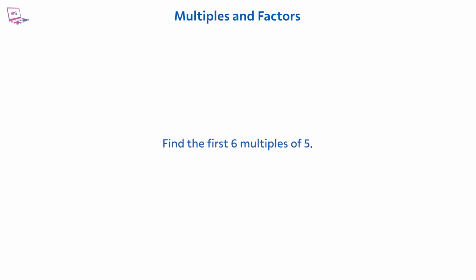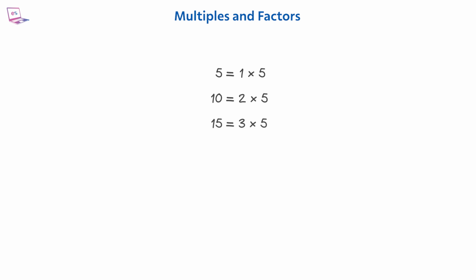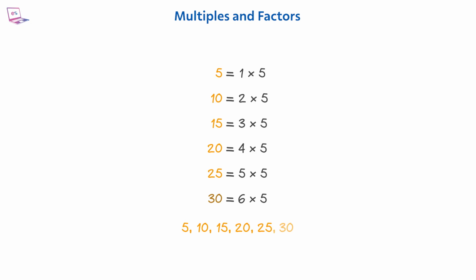What will be the answer? 5 is 1 times 5. 10 is 2 times 5. 15 is 3 times 5. 20 is 4 times 5. 25 is 5 times 5. 30 is 6 times 5. So, the first 6 multiples of 5 are 5, 10, 15, 20, 25, 30.